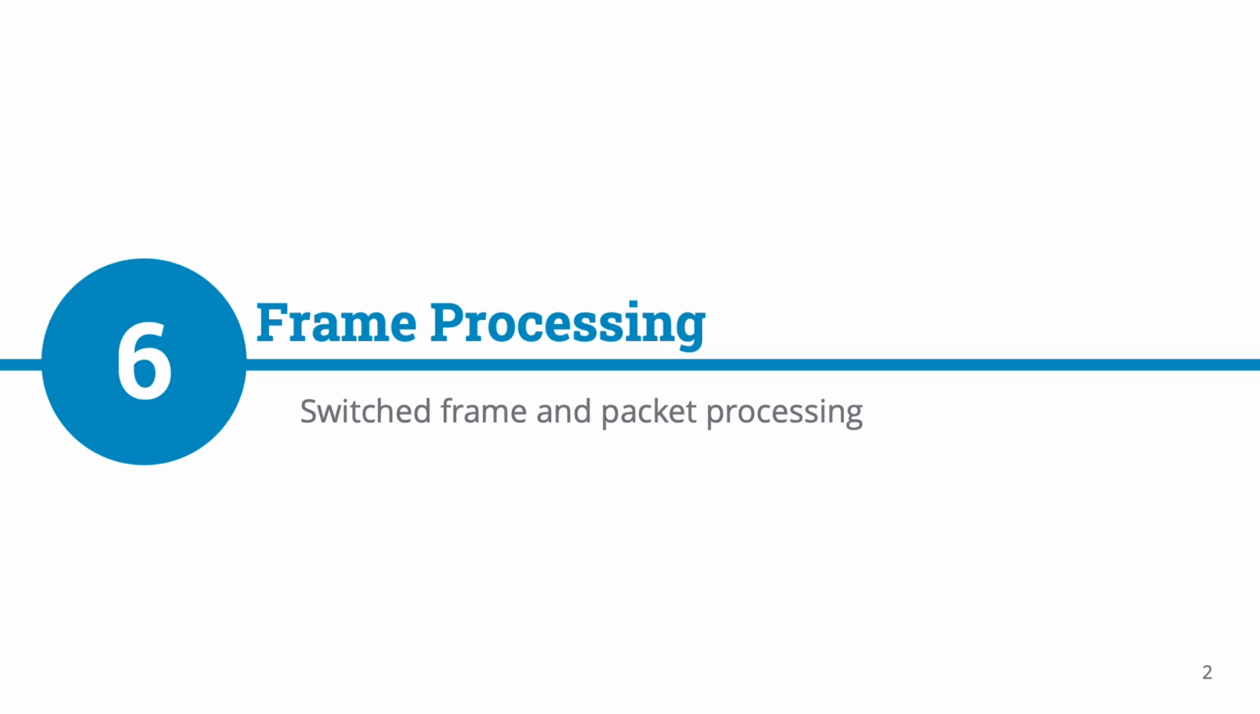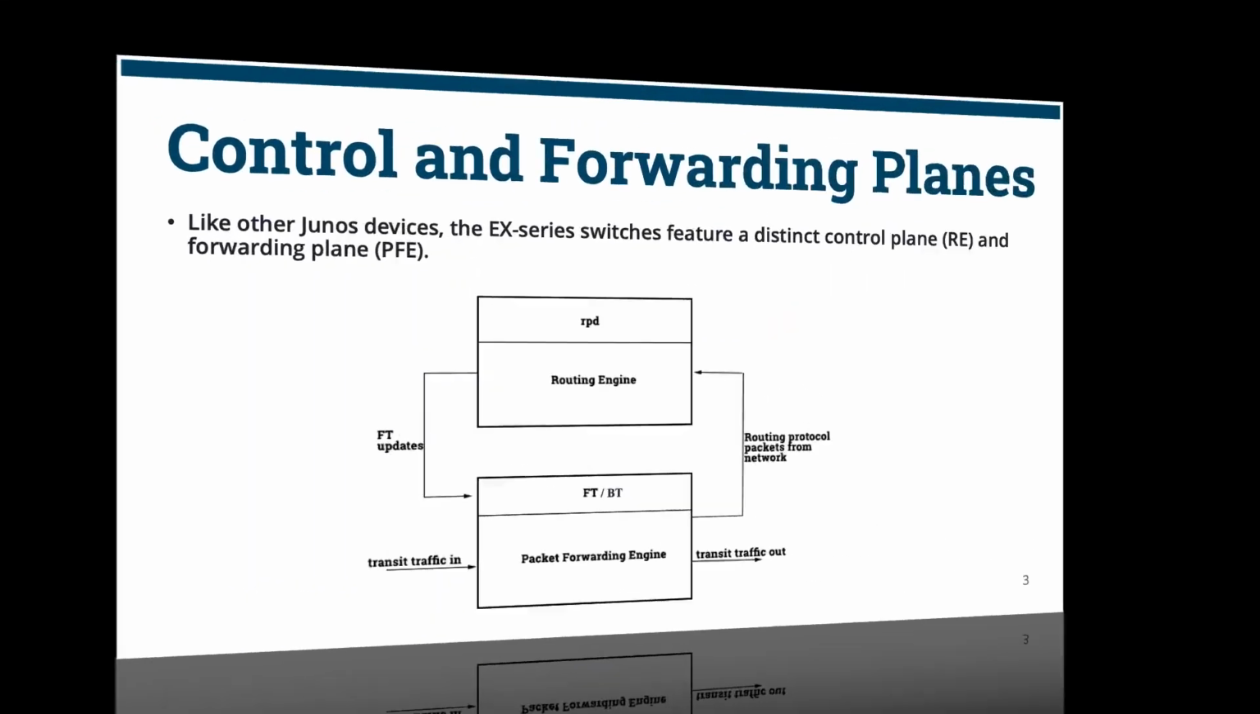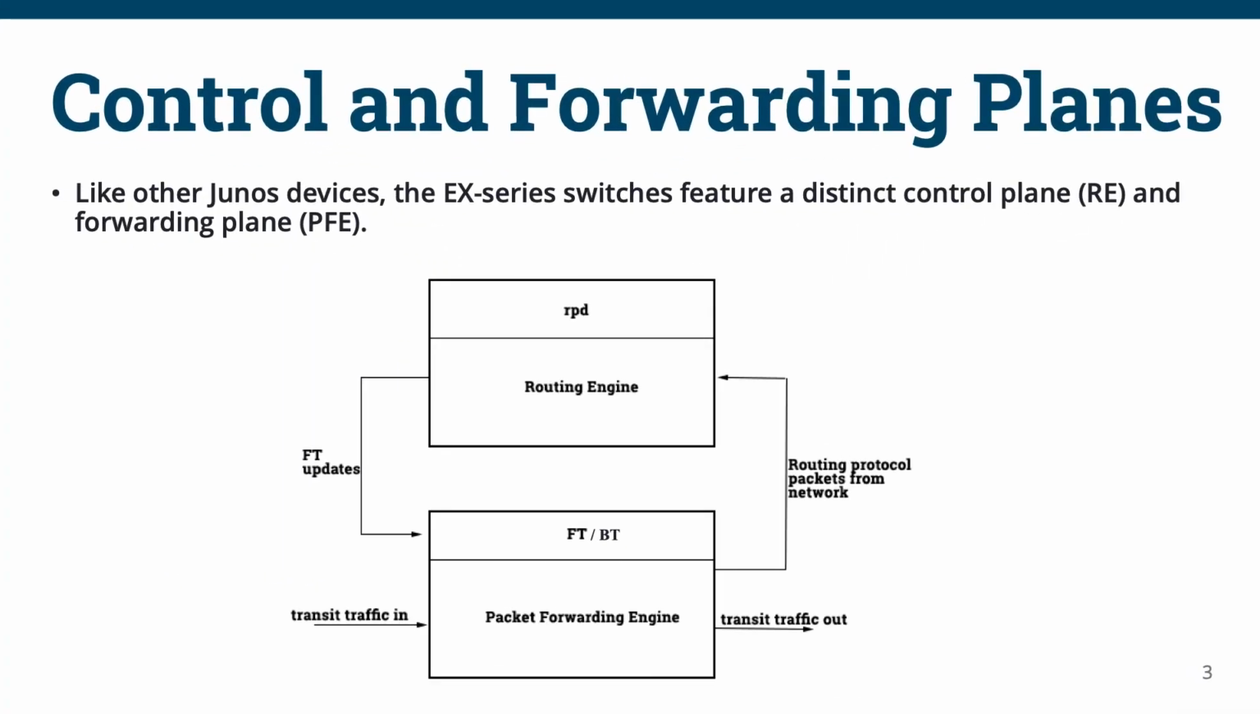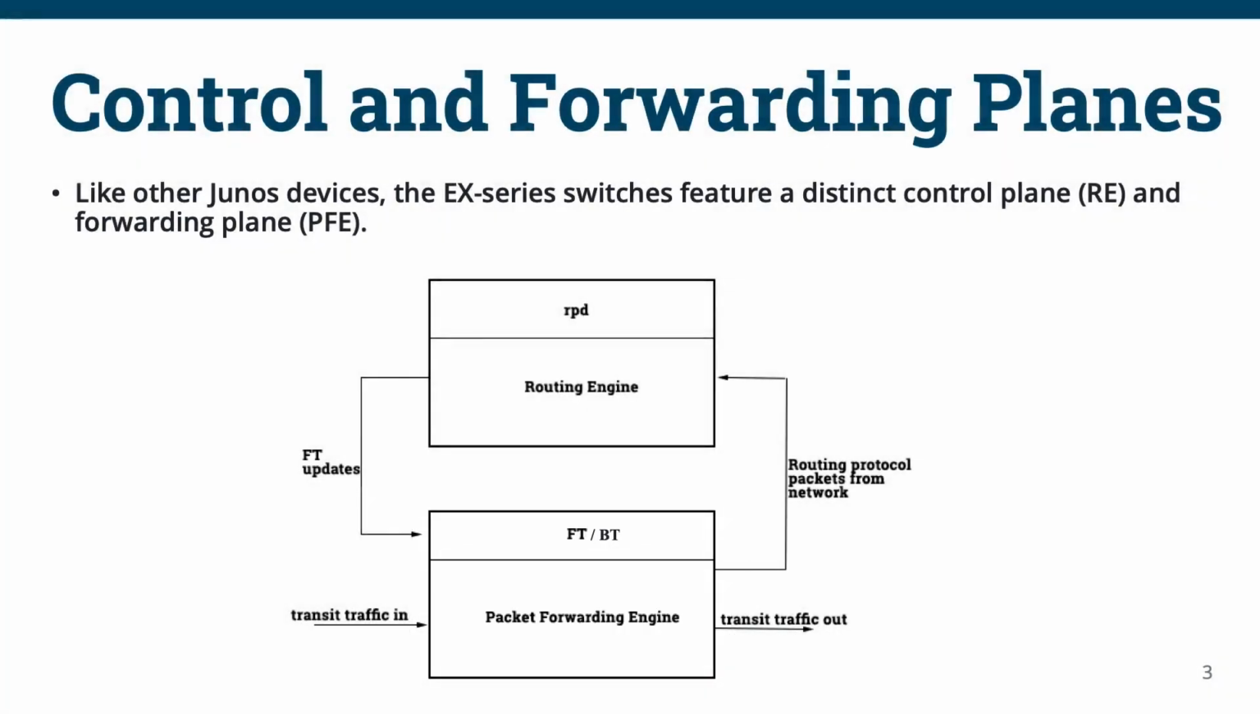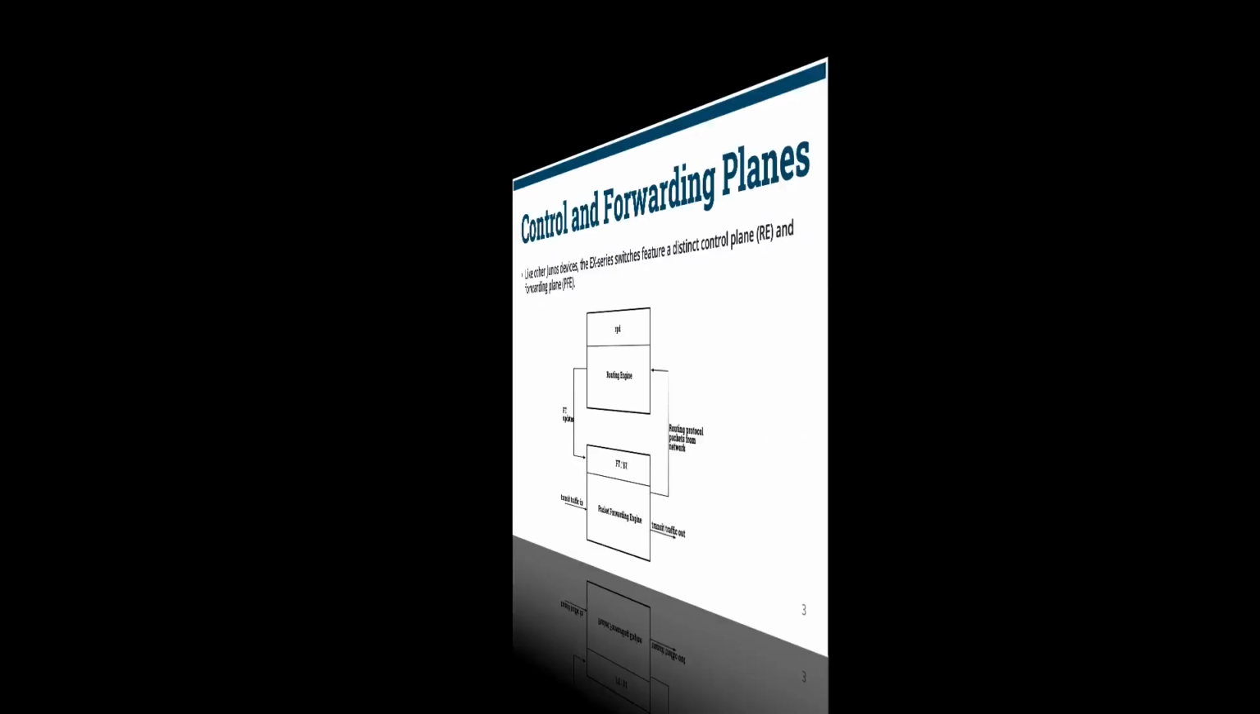First, let's do a quick review of the Junos architecture. Just like other Junos devices, EX series switches feature a distinct control plane and forwarding plane, i.e., the routing engine and packet forwarding engine. The routing engine derives the forwarding table from the routing table that it builds from protocol information that is passed to it by the PFE, or packet forwarding engine. The forwarding table, or FT, is then programmed into the PFE and used to forward transit traffic.